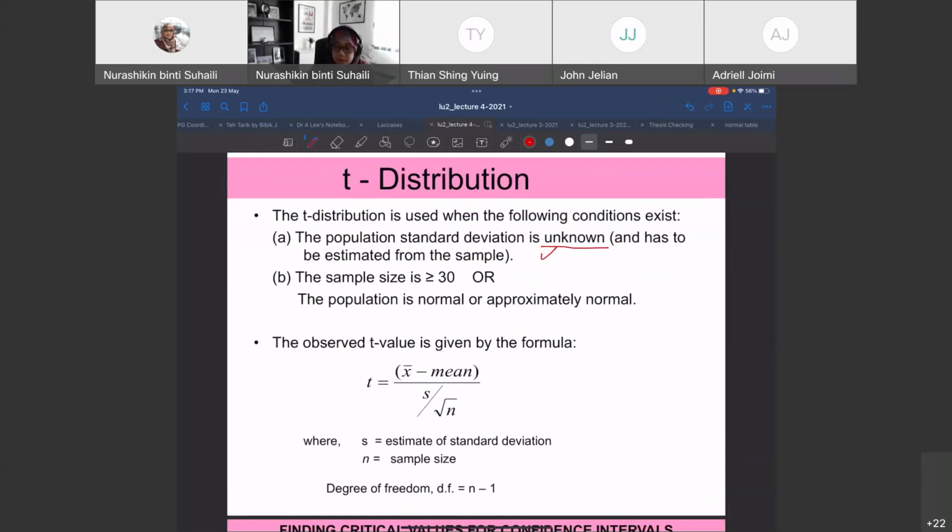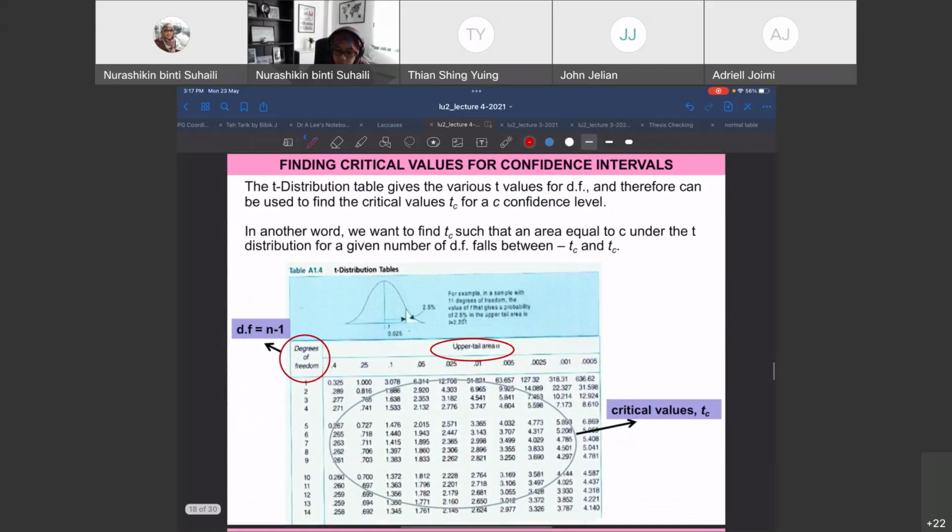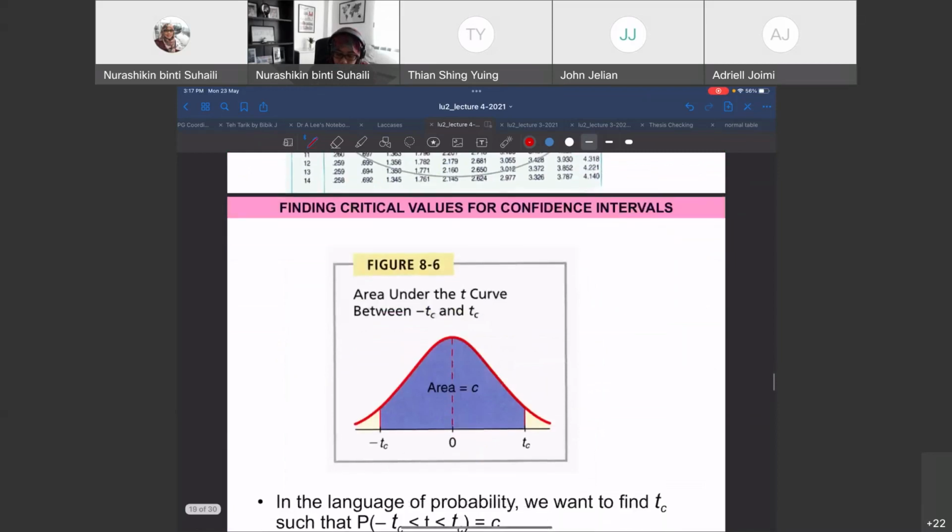So the formula of T, just now we know the Z formula, but here there is a formula for T. T is equal to x bar minus mu, divided by S divided by square root of n. And there is also a T distribution table. It has its own table where you refer to the critical values, the various T values. To use this table you have to know the degrees of freedom, which is equal to n minus 1, and also the upper tail area. Okay, I'll show later how to use it.